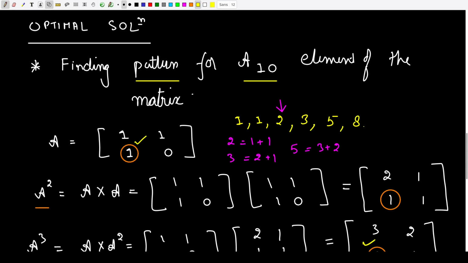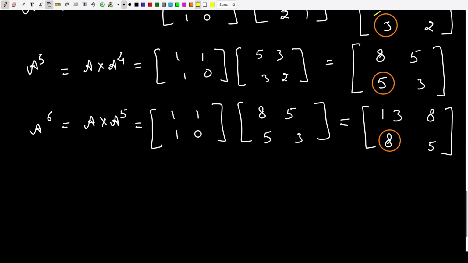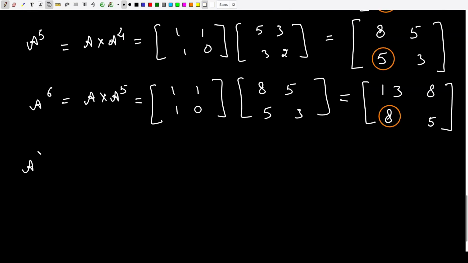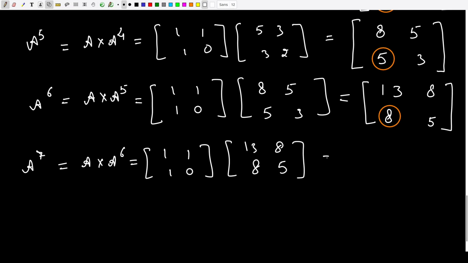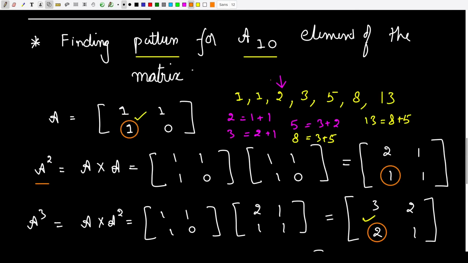Just for the sake of completeness, 8 we have obtained how? 3 plus 5. So now if you see, the next element should be 8 plus 5, which equals 13. So 13 equals 8 plus 5. So let us go ahead and compute a to the power 7 also. a to the power 7 equals a into a to the power 6. And if we multiply these two matrices, then the resultant matrix will look something like this. And over here, the 1, 0th element is 13, as we have predicted using this pattern.